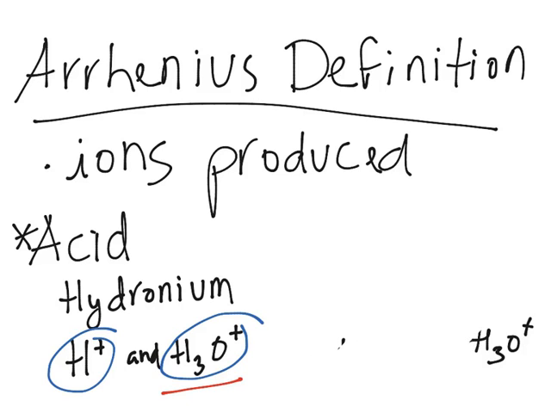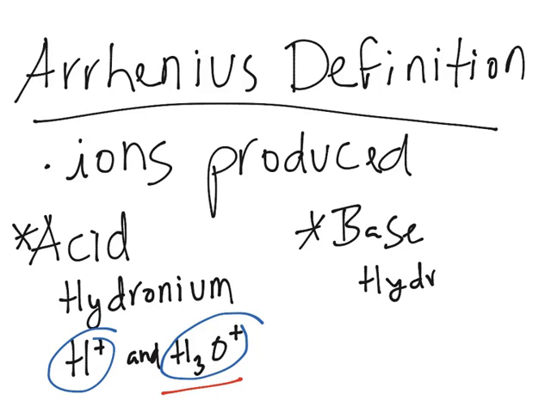Now let me write this part. Now for a base, or what we call an Arrhenius base, an Arrhenius base will want to produce or contain a hydroxide ion. Hydroxide. And what this is simply an OH minus. So whenever you see a hydroxide ion, you will be able to tell that is an Arrhenius base.